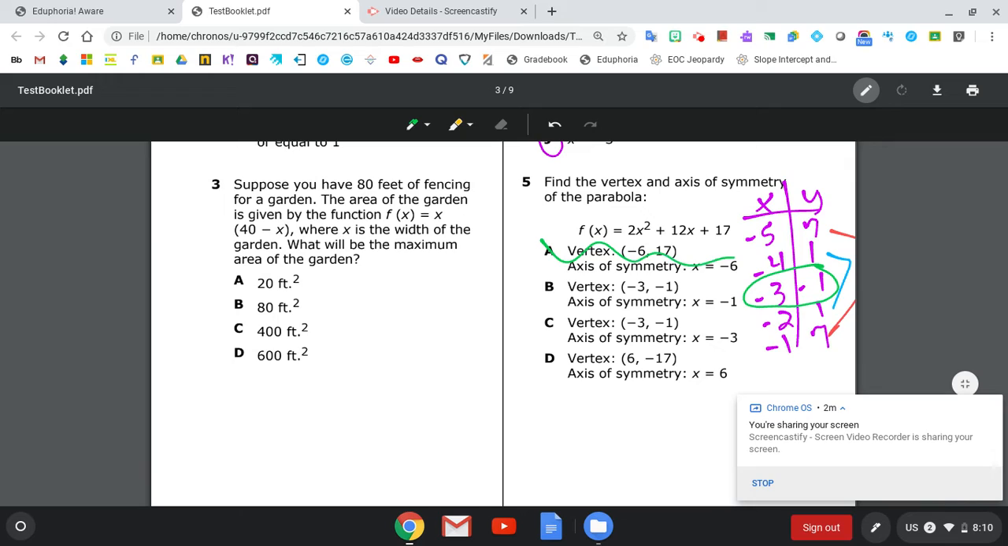So I can get rid of A, excuse me, and I can get rid of D because these both have the right vertex. Then your axis of symmetry is going to be your x value of that vertex, which is not B, but it works for C. So C would be your answer.